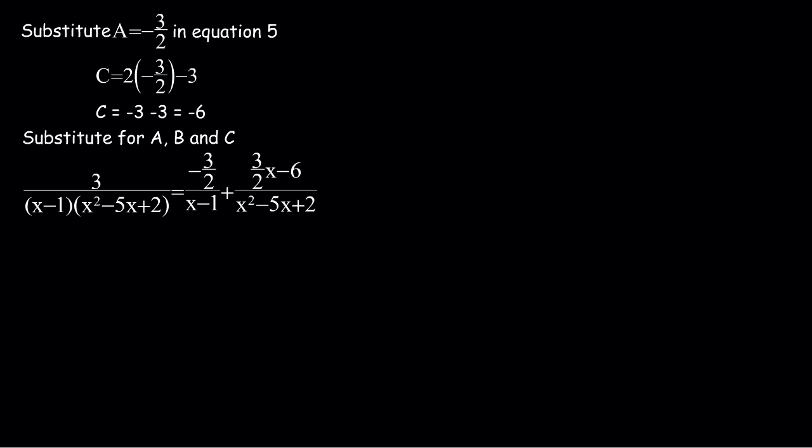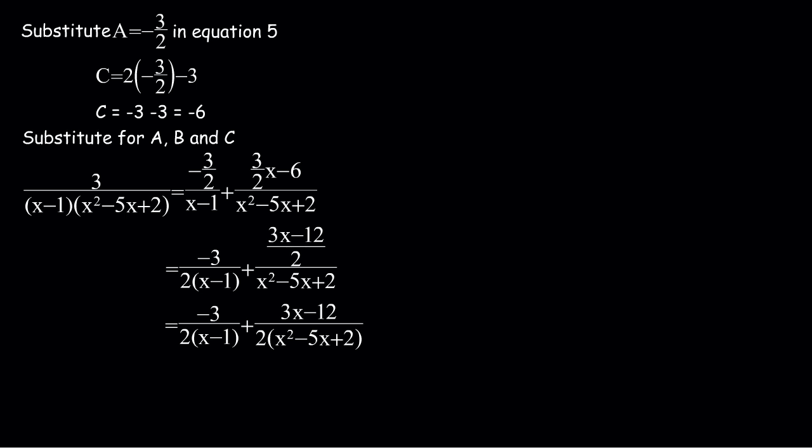We are going to be simplifying our right hand side by simplifying the fractions. Doing so, it becomes minus 3 divided by 2(s minus 1), and simplifying our numerator, it becomes (3s minus 12) divided by 2 divided by s squared minus 5s plus 2. Simplifying further, it will be equals to minus 3 divided by 2(s minus 1) plus (3s minus 12) divided by 2(s squared minus 5s plus 2).